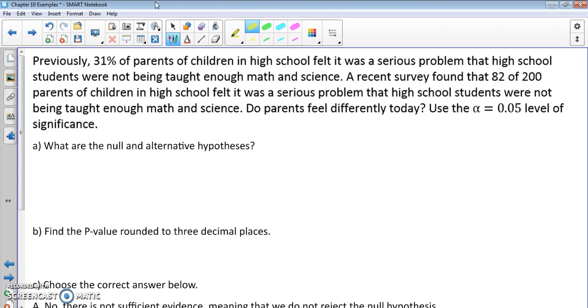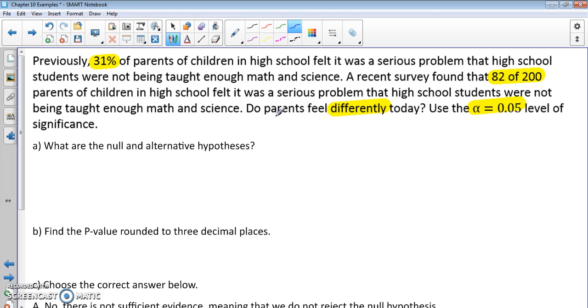Previously, 31% of parents of children in high school felt it was a serious problem that high school students were not being taught enough math and science. A recent survey found that 82 of 200 parents of children in high school felt it was a serious problem that high school students were not being taught enough math and science. Do parents feel differently today? Use the alpha equals 0.05 level of significance.